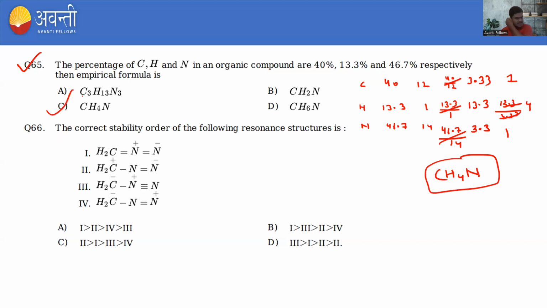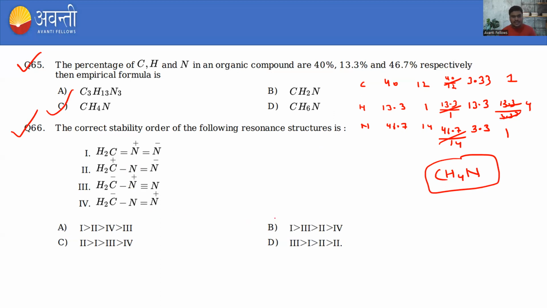So option C, right? So 65, option C is absolutely correct. So for the question number 65, option C is correct. चलो, let's move to question number 66. That is the correct stability order of the following resonating structures. So you have to find the stability of the structures, right? So let's see the correct order of stability.